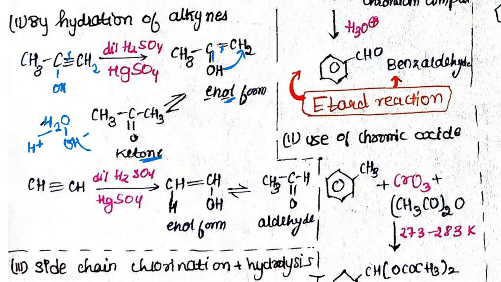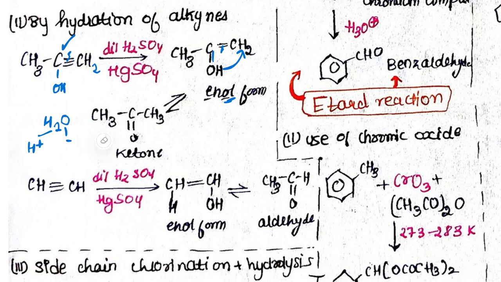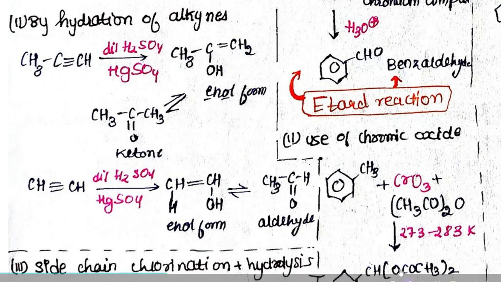So what will happen? Out of this Ca and Cb, which is the carbon with less number of hydrogens? Of course, this C. So my negative part will go to the carbon having less number of hydrogens. This is called Markovnikov's rule. Okay, we are following Markovnikov's rule here.